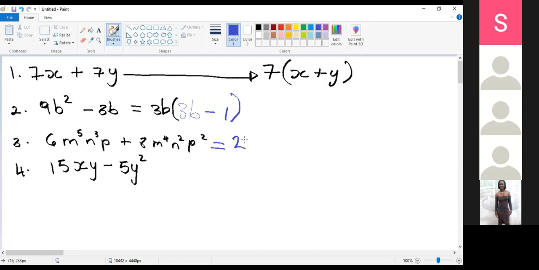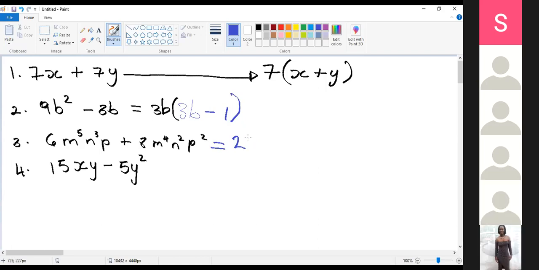What else? Just 2? 2m. 2MNP. 2MNP, that's not the highest common factor. You can go higher than that. What can go into both m to the 5th and m to the 4th? What's the biggest that can go into m to the fifth and m to the fourth?